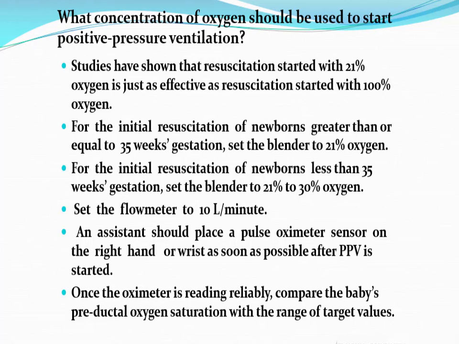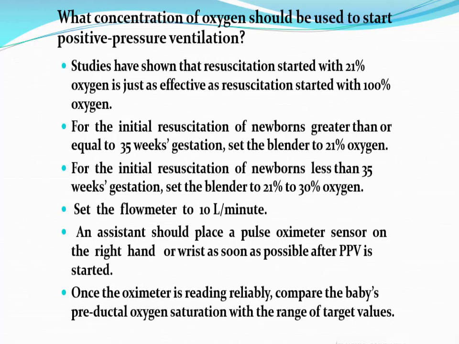What concentration of oxygen should be used to start positive pressure ventilation? Studies have shown that resuscitation started with 21% oxygen is just as effective as resuscitation started with 100% oxygen. For the initial resuscitation of a newborn greater than or equal to 35 weeks gestation, set the blender to 21%. So, for a newborn baby more than 35 weeks, you start with 21%.